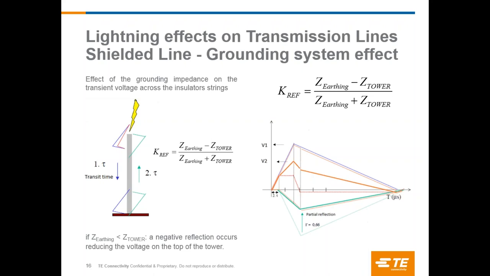In this case, consider a partial negative reflection, shown by the green wave. We can check that the voltage at the top of the tower is reduced, as shown in the green curve. So the green curve shown in this picture is the result of the reflected wave due to the negative reflection coefficient, through a tower foot resistance lower than the tower impedance.